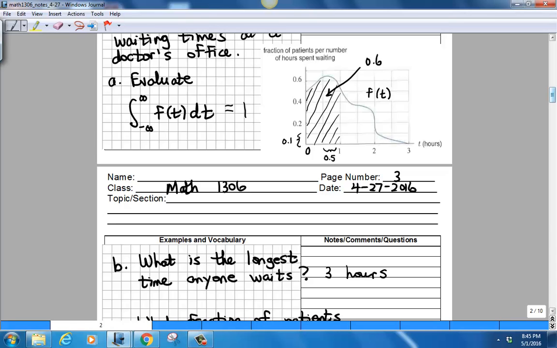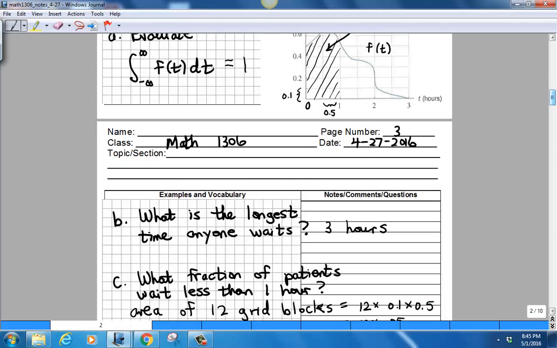And so that gives us an answer to this question. What fraction of patients wait less than an hour? Well, that's about 0.6 times 100% of all the patients, and so that would be 60%.